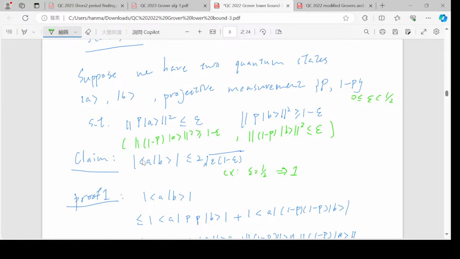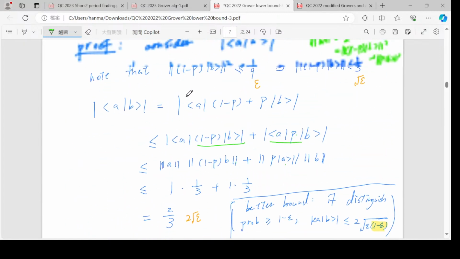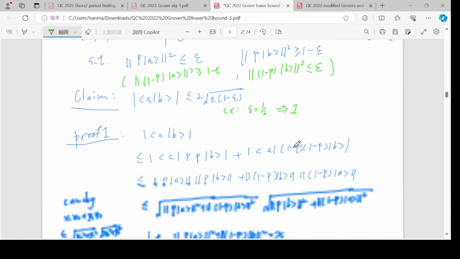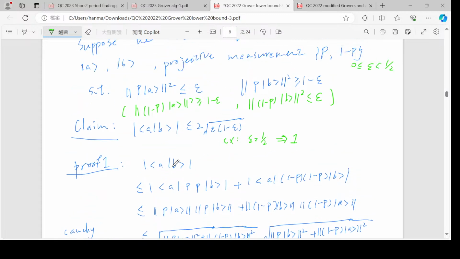First, the proof: how do we bound this better? Basically we do the same thing. Remember, we have an inner product, then we insert the P and 1 minus P pair inside. So we split 1 into 1 minus P and P, and then we split this into two things. We basically do the same thing here, but we also use the fact that P and 1 minus P are projectors. So P equals P squared and 1 minus P equals 1 minus P squared. And this just gives us a better bound.